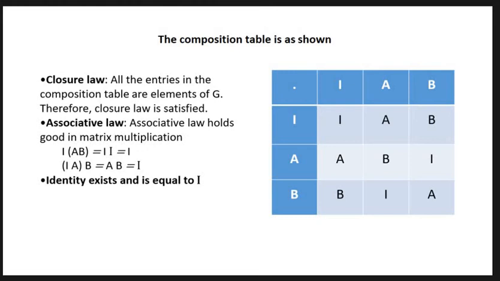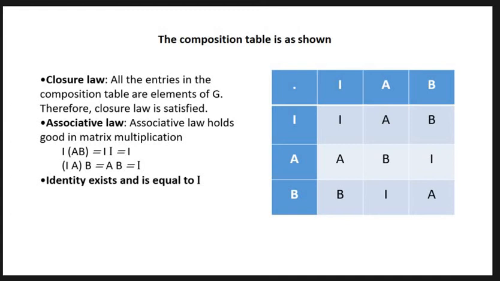Then the identity element: see, the first row and first column of the composition table are identical. Therefore, the identity element is I. Identity exists and it is equal to I.